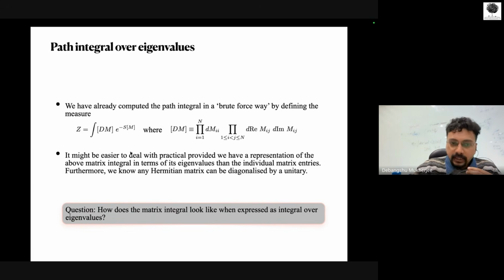Now, what this naively suggests is the following. We have a bunch of Hermitian matrices, and from basic linear algebra, I can always use a unitary to diagonalize a Hermitian matrix. So it might be easier and more practical to have the measure as a product over these eigenvalues instead of the raw matrix entries from the ensemble that we start with. So the central question we want to answer is: how does this matrix integral look when we express it as an integral over eigenvalues?